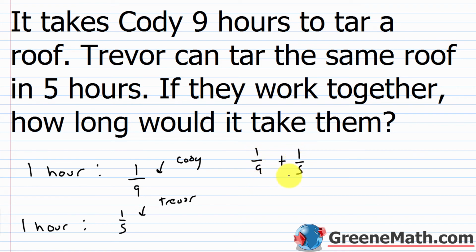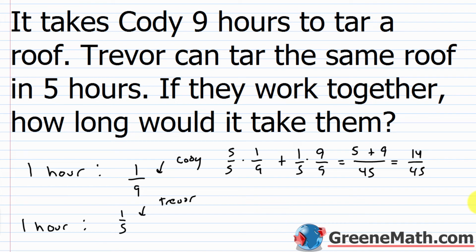9 is 3 times 3, and 5 is a prime number. So I would multiply this by 5 over 5. I'll multiply this by 9 over 9. We'd end up with what? 5 plus 9 over 45, which is going to give us 14 over 45.